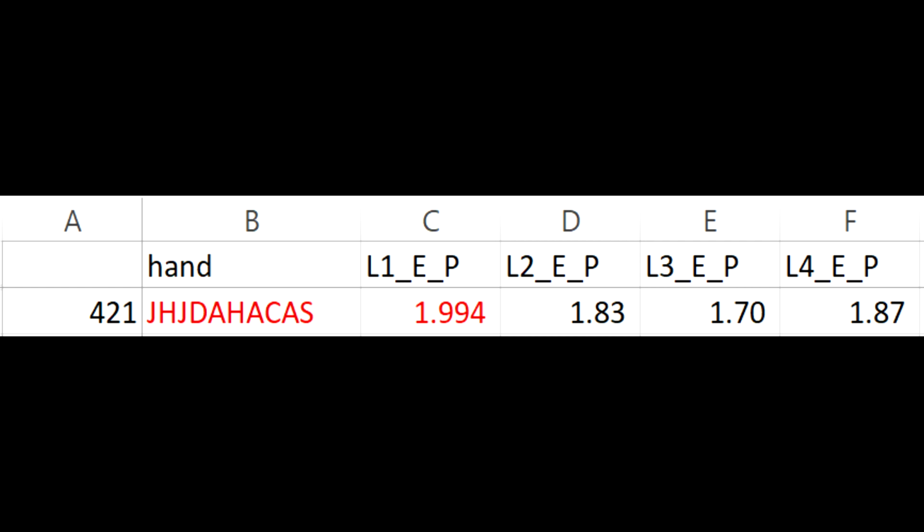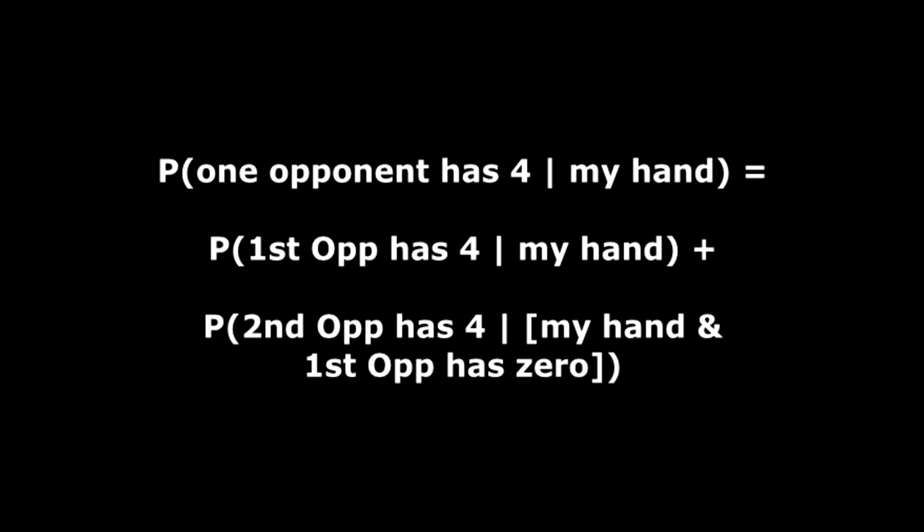This can be worked out with basic probability as follows. Probability of one of my opponents having 4 trump cards given my hand is the probability of the first opponent having 4 trump cards given my hand, plus the probability of the second opponent having 4 trump cards given my hand, and opponent 1 has 0 trump cards.